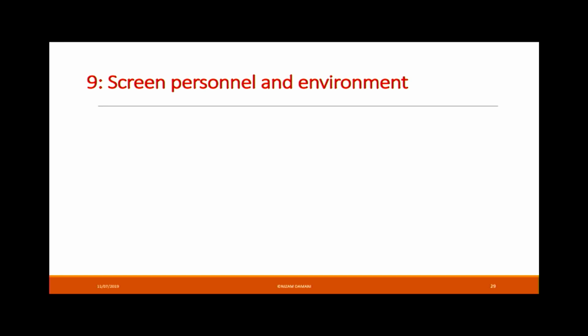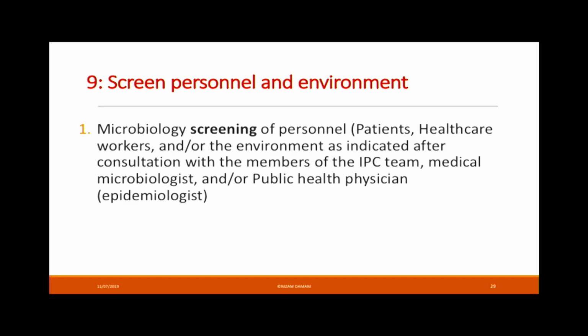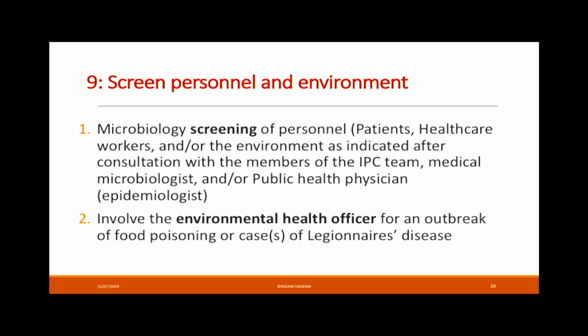Screen person and environment. When you actually do that, this is a decision made in the outbreak meeting. Whom do you screen? You have to actually tell the microbiologist. Preparation, we talked about that, yeah? So you just don't send a sample. And then if you've got an outbreak of food poisoning, you must involve the environmental health officer. You must. This is absolutely crucial.